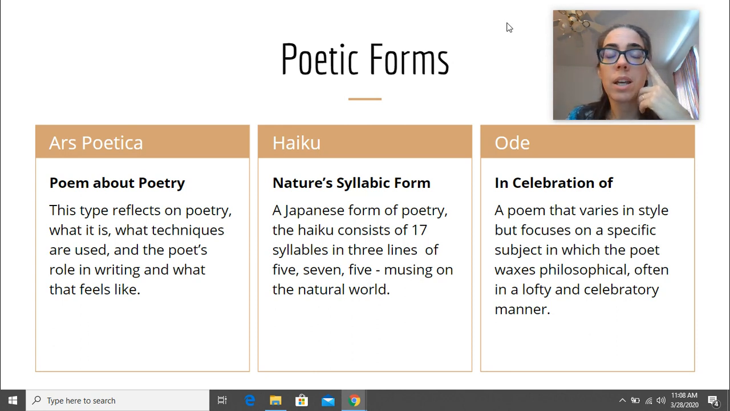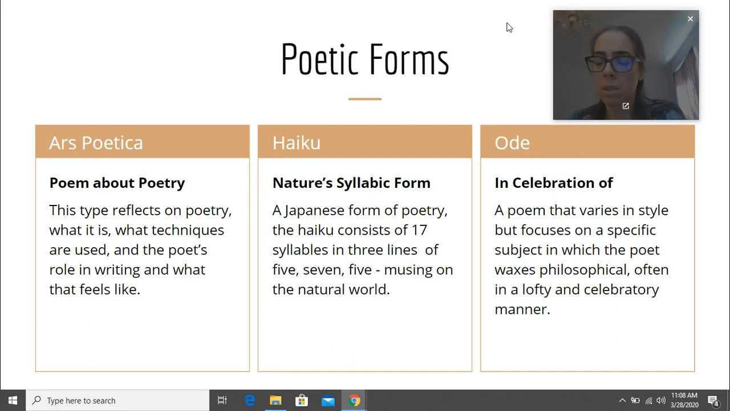An ode is my absolute favorite. I love it. It's just a way to geek out about something in a poem. You write something in celebration of something generally. The style is very lofty. They probably wrote one about socks, which is kind of ridiculous, but he waxes philosophical about socks and why they're amazing or whatever. But Ode to a Nightingale is one where he writes about the bird. So it's basically celebrating something in a poem, and I've always loved it. I don't know why.